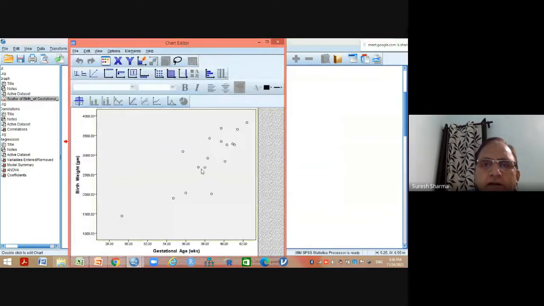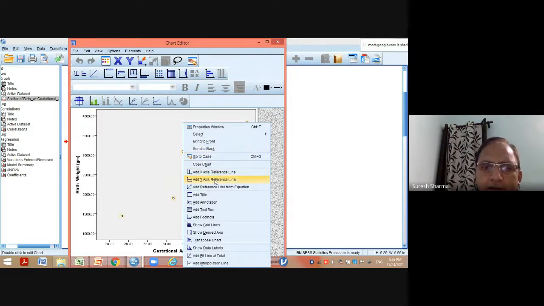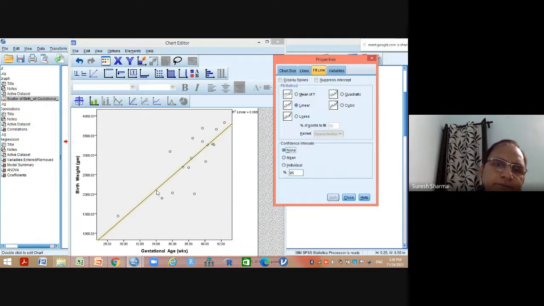So this is the chart editor. Place your cursor at any point and you can see a border line. If you place your cursor at any point, there is the option to fit line at total. That is the line of best fit. So this is the line of best fit. No other line can beat this.